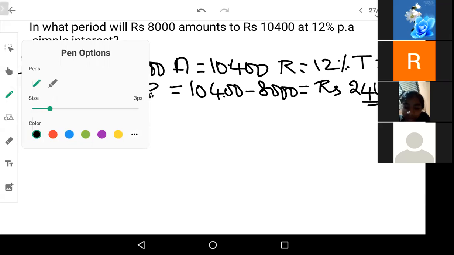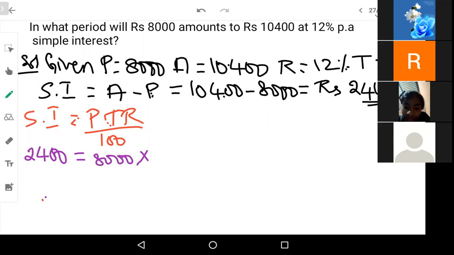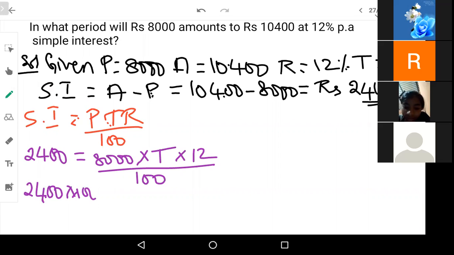Now apply the simple interest formula, PTR by 100. Now solve it. 2,400 is equal to 8,000 into T, we don't know, into R is 12%, whole divided by 100. So 100 going to the other side. 2,400 into 100 is equal to 8,000 into 12. Okay, T is 25 years or 2.5 years.